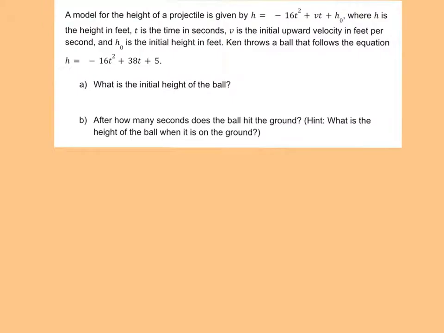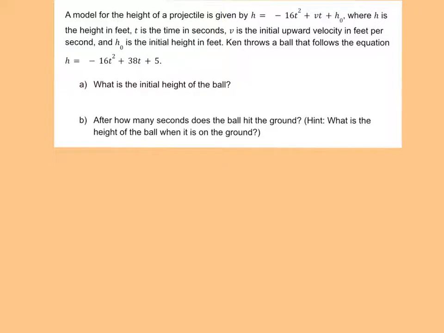All right, here is the last problem we are going to go through together. So let's go ahead and start reading it. A model for the height of a projectile is given by h equals negative 16t squared plus vt plus h sub 0, where h is the height in feet, t is the time in seconds, v is the initial upward velocity in feet per second, and h sub 0 is the initial height in feet. Ken throws a ball that follows the equation h equals negative 16t squared plus 38t plus 5.